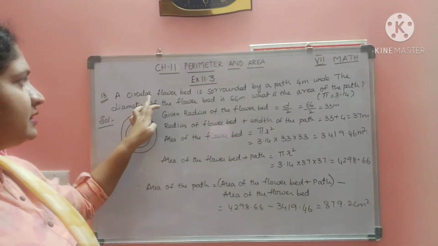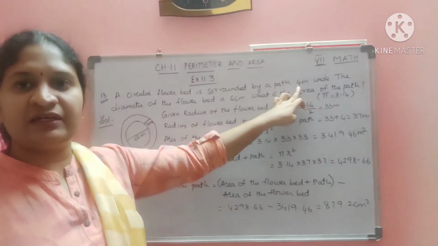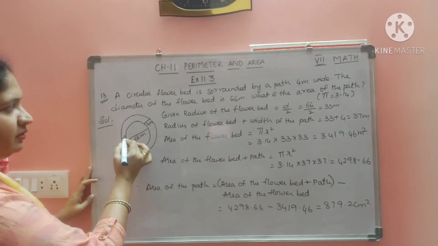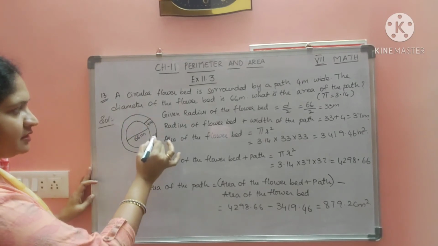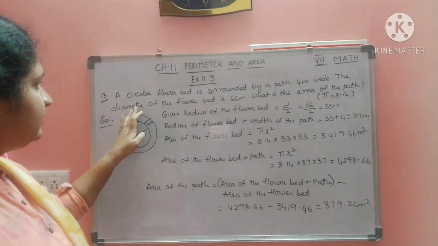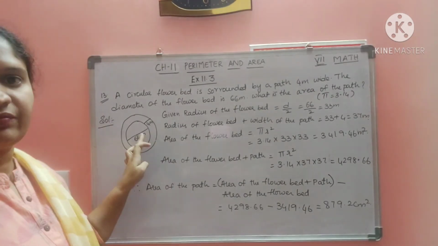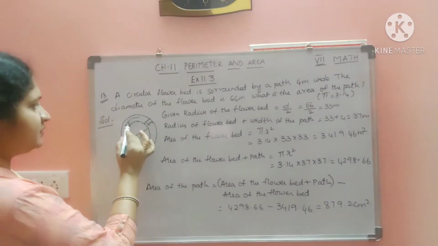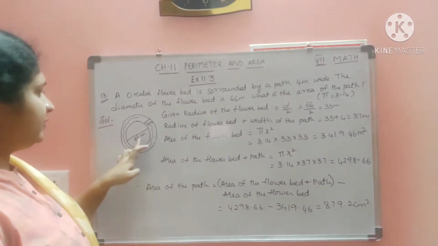Here what they said, a circular flower bed is surrounded by a path 4 meters wide. Suppose I am taking this as the flower bed, this flower bed is surrounded by a path 4 meters wide. Is this clear? Outside it is surrounded by the path 4 meters wide. And the diameter of the flower bed they have given as 66 meters. They are asking you to find the area of this path, other than the flower bed.